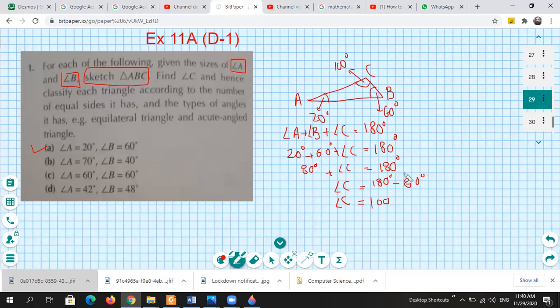If I classify this triangle with respect to the sides, this will be a scalene triangle. Why? Because all the sides are different in length. So with respect to sides, it is a scalene triangle.